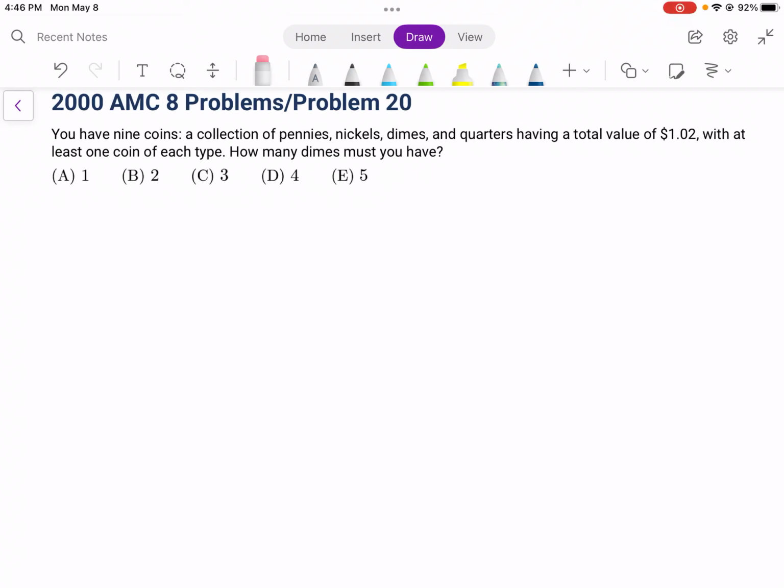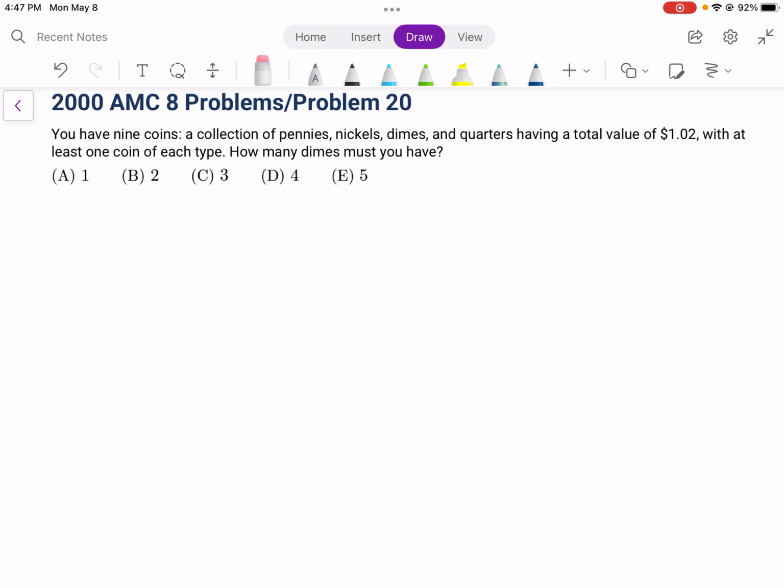For this problem, we'll first figure out the number of pennies, because the sum of nickels, dimes, and quarters will be a number that ends in either 0 or 5. So the closest number of that sum to $1.02 will be either $1 or 95 cents.